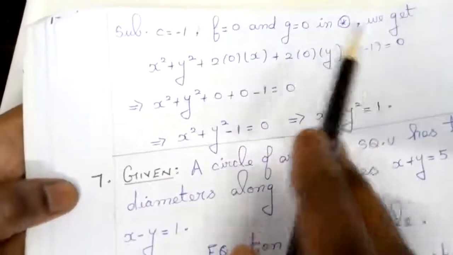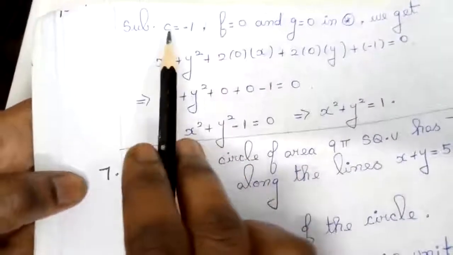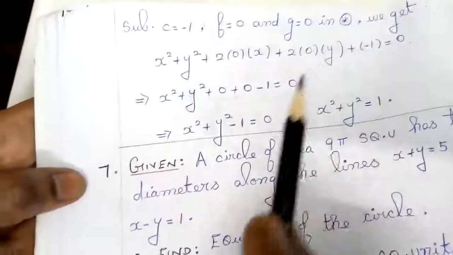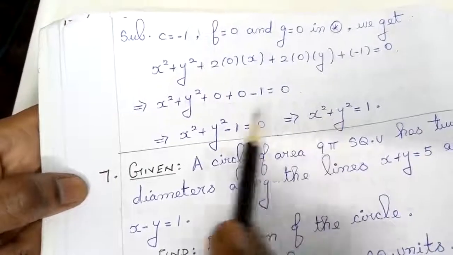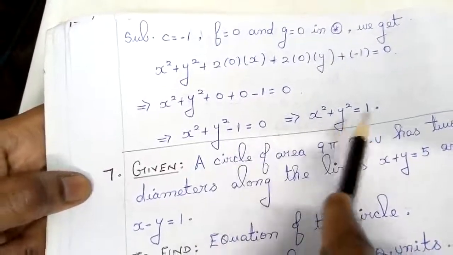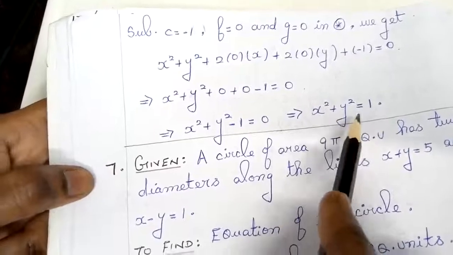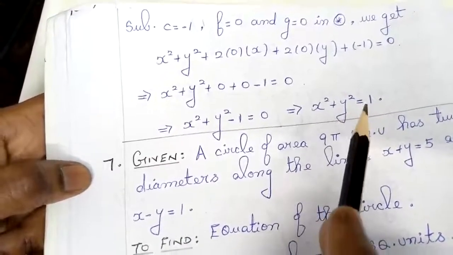After replacing the values of c, f and g, you are going to get this particular equation, students, and the final equation is x square plus y square minus 1 equal to 0. They write it this way: x square plus y square equal to 1, and this is the way of finding the sixth sum. Next we are going to move on to the seventh question.